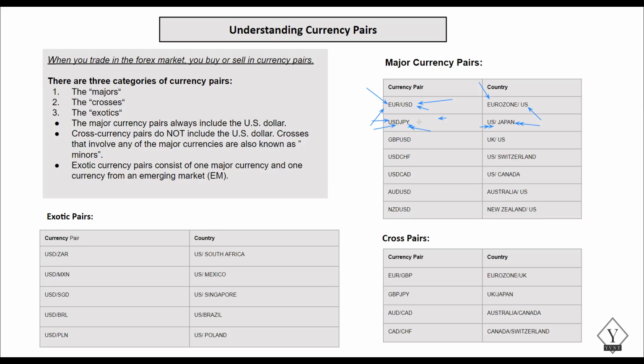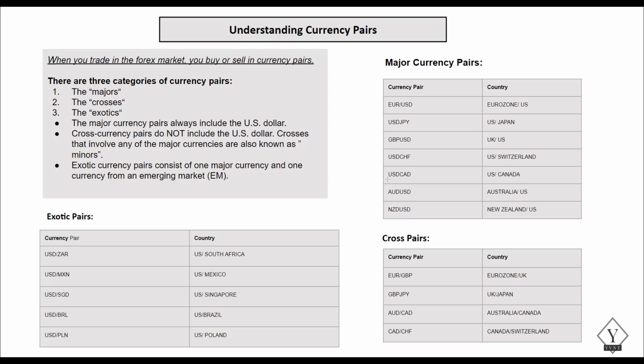So think of the traditional way of trading, where you travel to another country. Take it as if you are coming from Europe going to the States. In this example, you're coming from the US going to Japan. In this one, you're coming from the UK going to the US, and so on: from the US to Switzerland, from the US to Canada, from Australia to the US, from New Zealand to the US. This is how you can think about these pairs. When you see EUR USD, remember, okay, I'm coming from Europe going to America. USD JPY, I'm coming from the US going to Japan. GBP USD, I'm coming from the UK to the US.